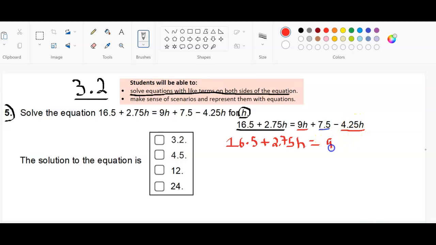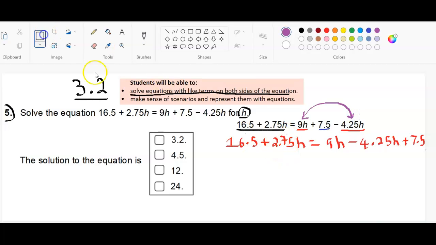If you want, we can always rearrange the terms so it's easy for us. So I can put the 9h and minus 4.25h next to each other, plus 7.5. From here, it's easier to see that I can combine these two like terms together. And again, you don't have to do this step if you don't want to. You can go straight to these two terms and just combine them.